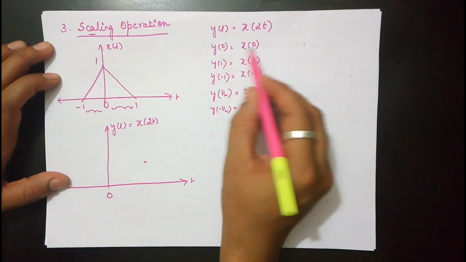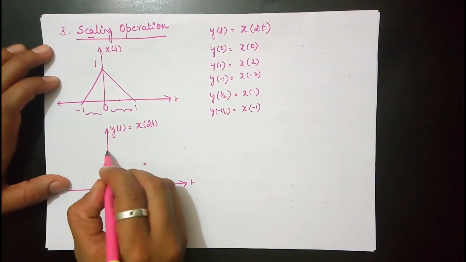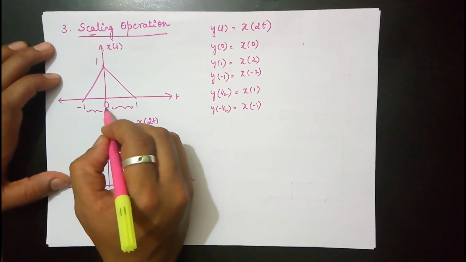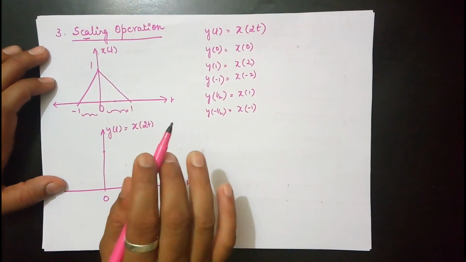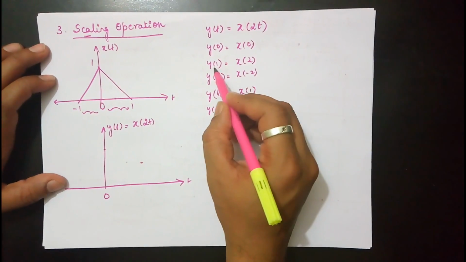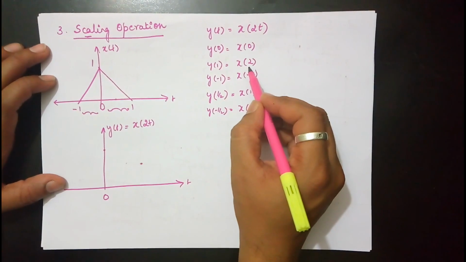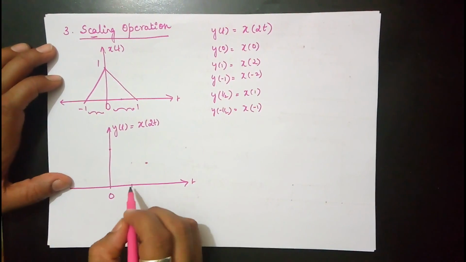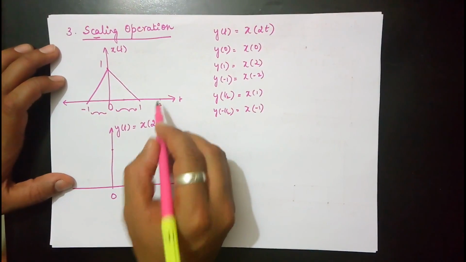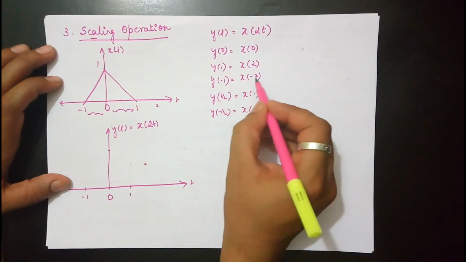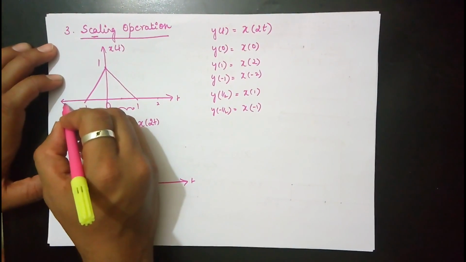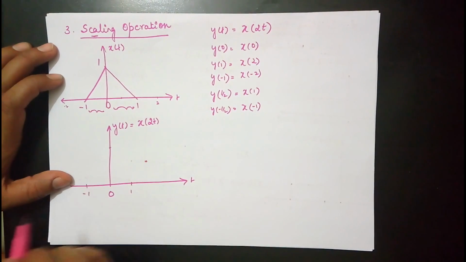Now what happens is y of 0 is x of 0, so whatever is the amplitude at t equal to 0 for x of t, that will hold good for y of t as well. Now y of 1 is x of 2, that means at 1 I have x of 2. What is at x of 2? 0. So at this point I have 0, and at -1 again x of -2. X of -2 is also 0, so I will be getting 0 here.